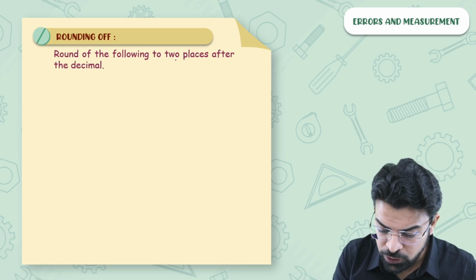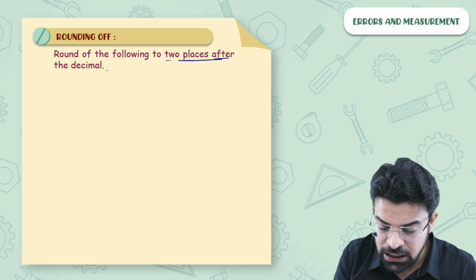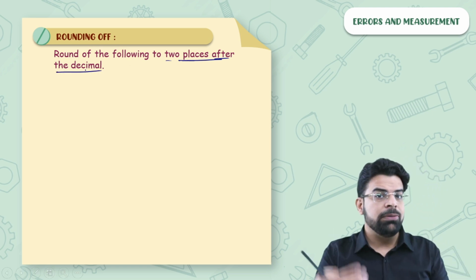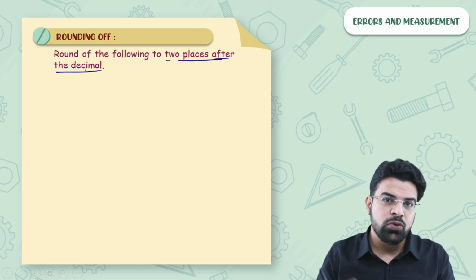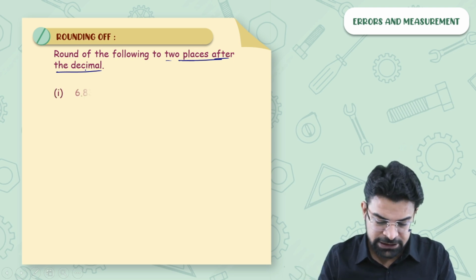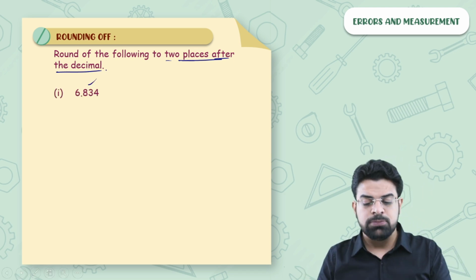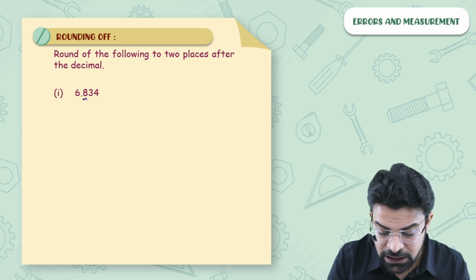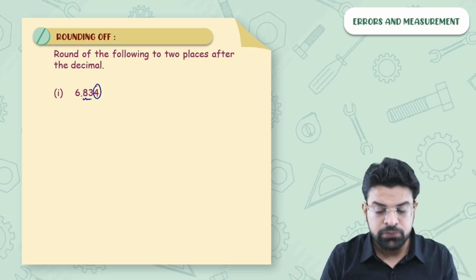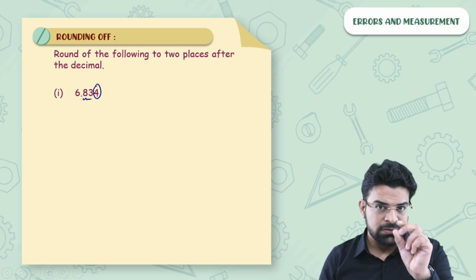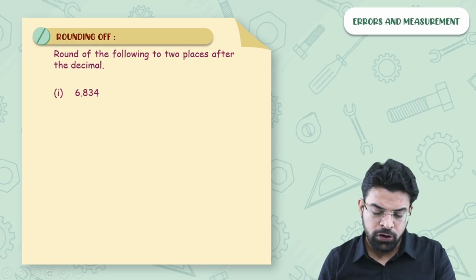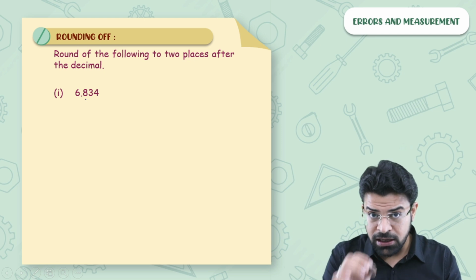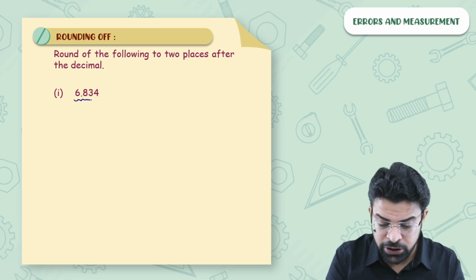Round off the following to two places after the decimal. So you will get multiple numbers. You have to round them off to two places after the decimal. Let's see the first example. If you have got 6.834 and you have to round it off to two places after the decimal, you need to drop this last four. What to do? You can think of the numbers closest to 6.83.